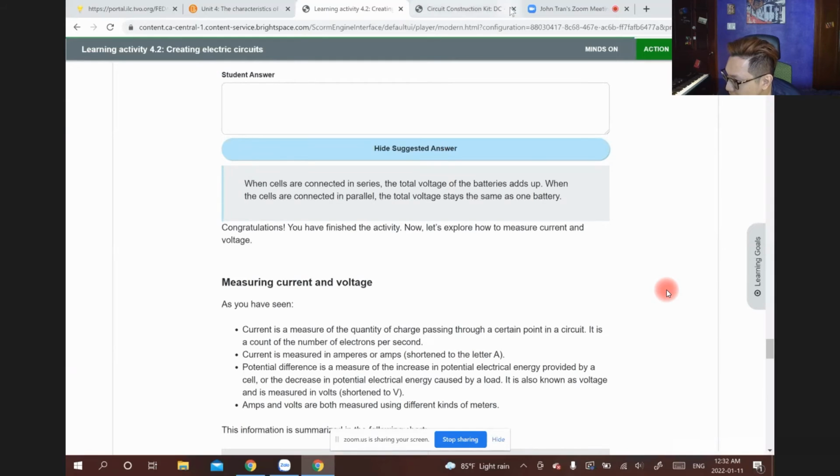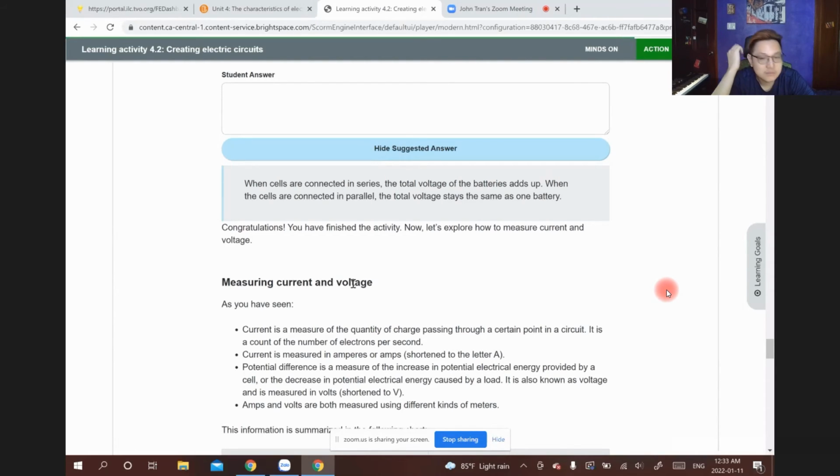Measure current, volt, and voltage. As you have seen, current is a measure of the quantity of charge passing through a certain point in a circuit. It is a count of the number of electrons per second. Current is measured in amperes, or amps, shortened to the letter A.